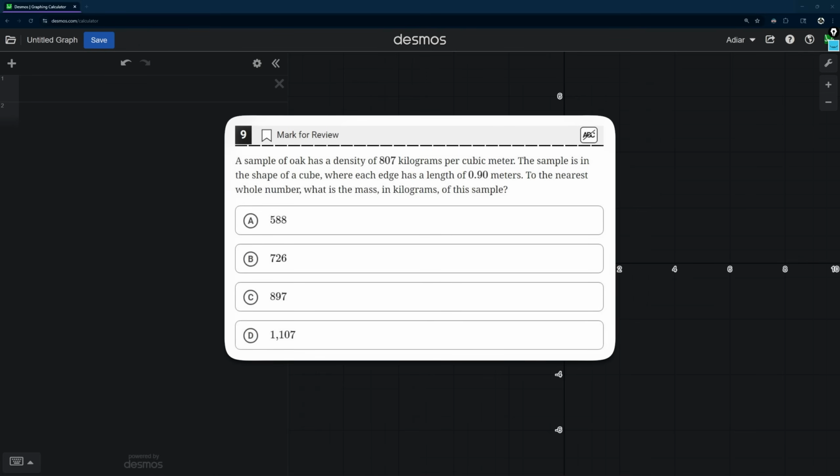This next question says, a sample of oak has a density of 807 kilograms per cubic meter. The sample is in the shape of a cube, where each edge has a length of 0.9 meters. To the nearest whole number, what is the mass in kilograms of the sample?